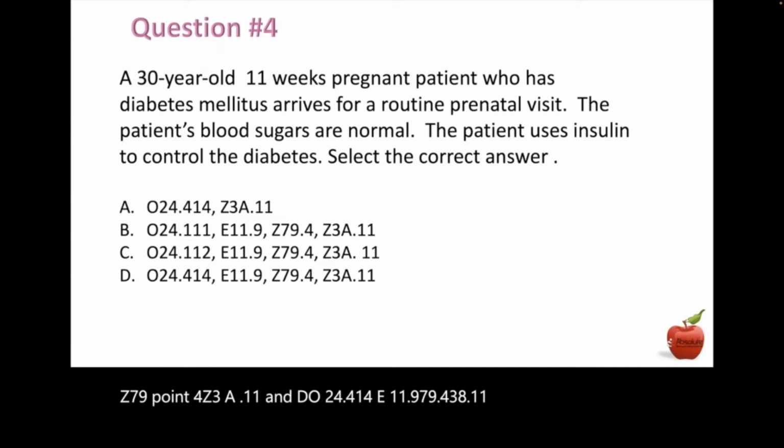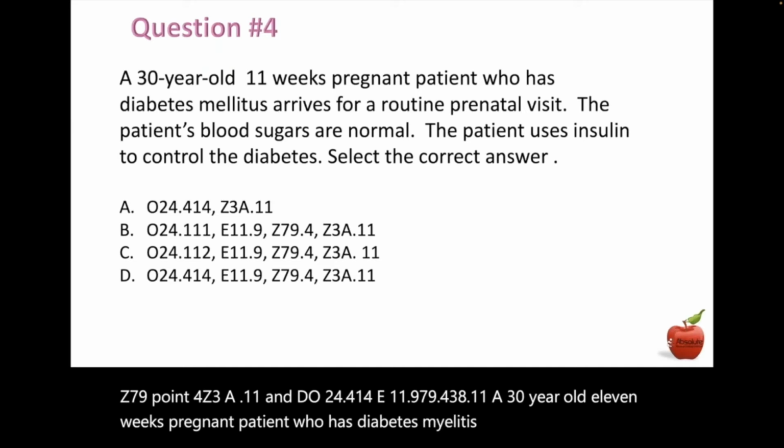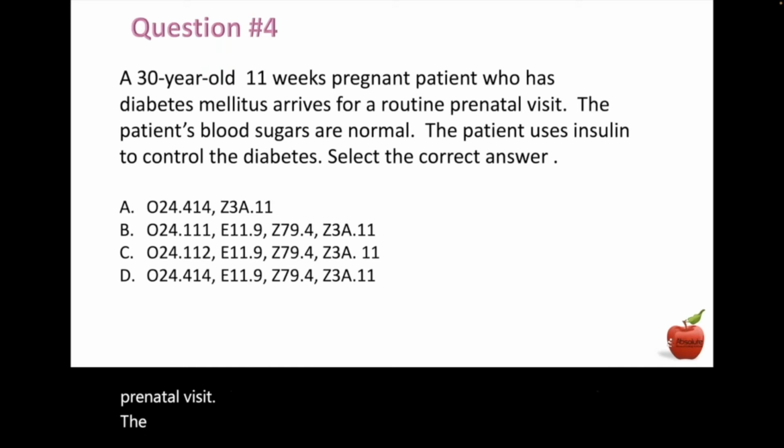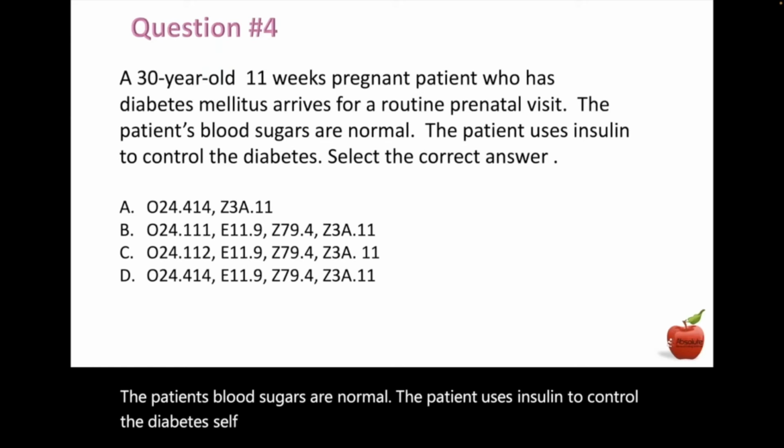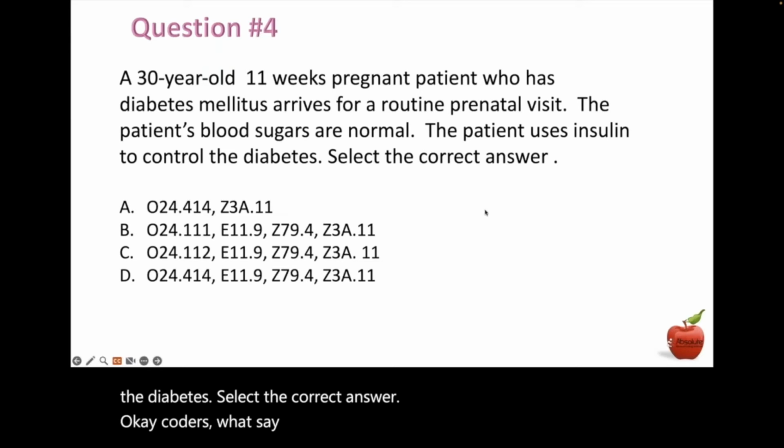A 30-year-old, 11 weeks pregnant patient who has diabetes mellitus arrives for a routine prenatal visit. The patient's blood sugars are normal. The patient uses insulin to control the diabetes. Select the correct answer. Okay, coders, what say you? Your time begins now.